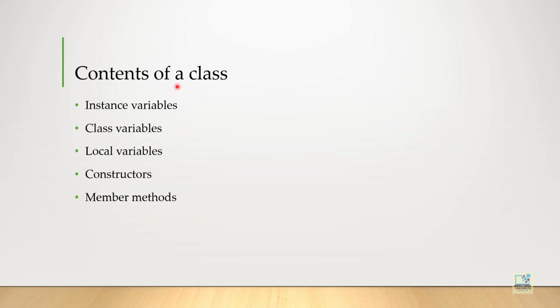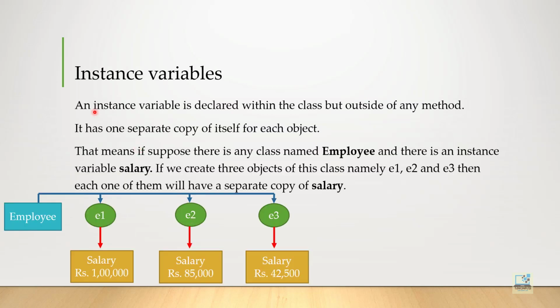Contents of a class. A class has the following contents: instance variables, class variables, local variables, constructors, and member methods. So let's discuss all of them one by one. Instance variables. An instance variable is declared within the class but outside of any method. It has one separate copy of itself for each object.